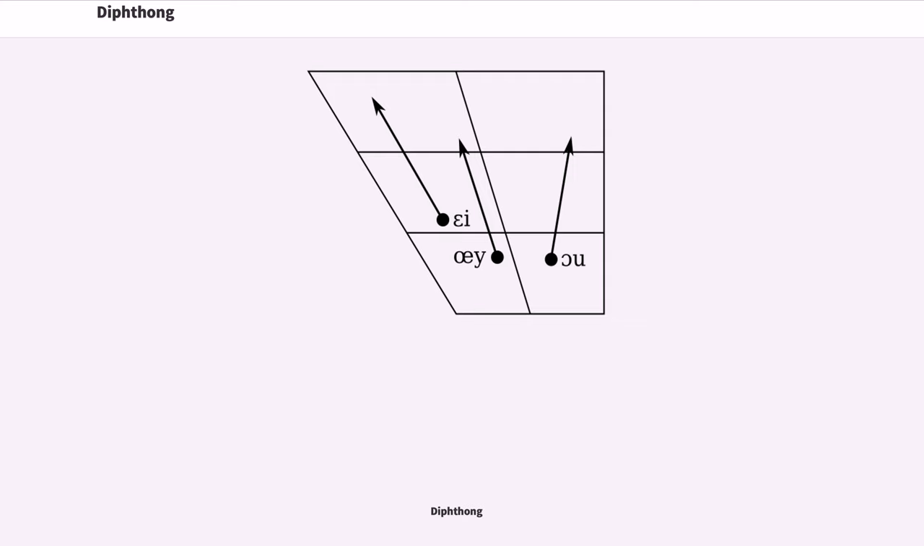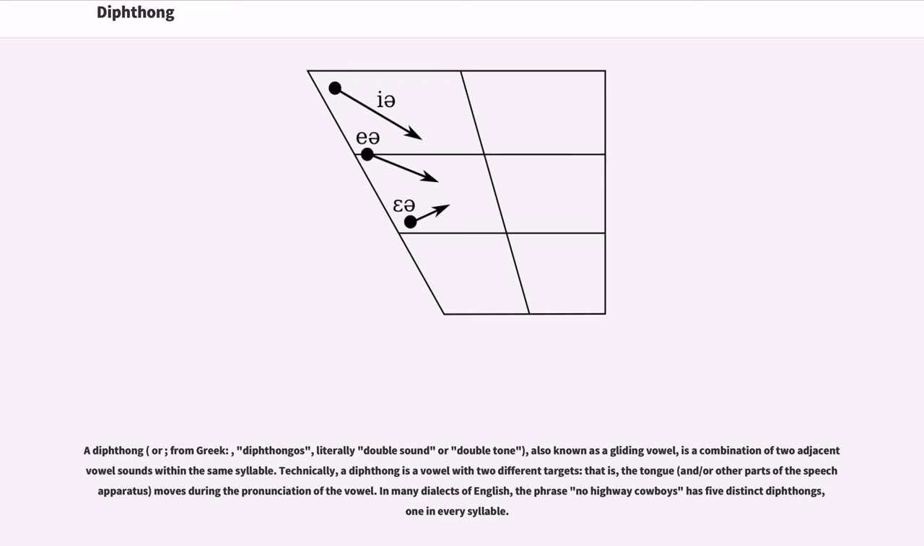Diphthong. A diphthong, also known as a gliding vowel, is a combination of two adjacent vowel sounds within the same syllable. Technically, a diphthong is a vowel with two different targets, that is, the tongue moves during the pronunciation of the vowel. In many dialects of English, the phrase "no highway cowboys" has five distinct diphthongs, one in every syllable.